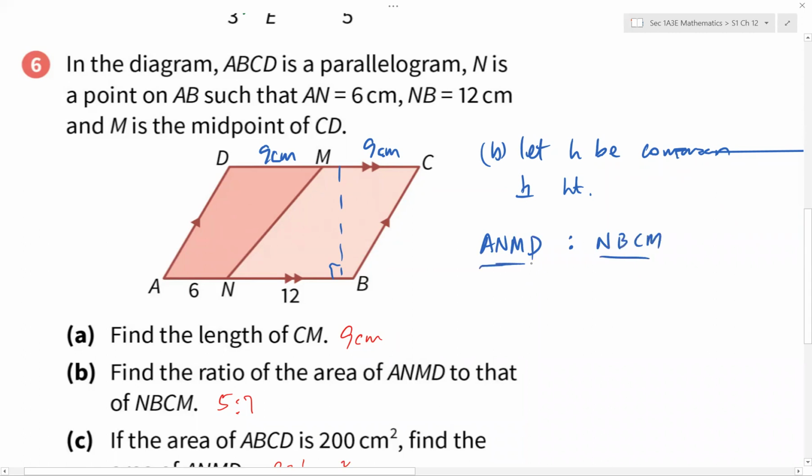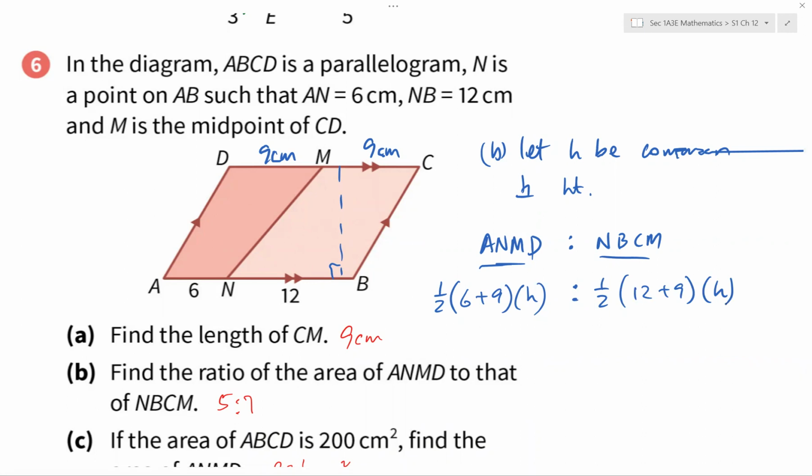You can do it in this ratio presentation or you can do it as a fraction. I will demonstrate ratio first. Okay, so ANMD, the trapezium on the left hand side, area will be half times the sum of the parallel sides, 6 plus 9, times H. Whereas the trapezium on the right hand side, half times the sum of the parallel sides, 12 plus 9, times H. You can try and evaluate, half times 15 times h, so that's 7.5 h. Yeah, you can do that.